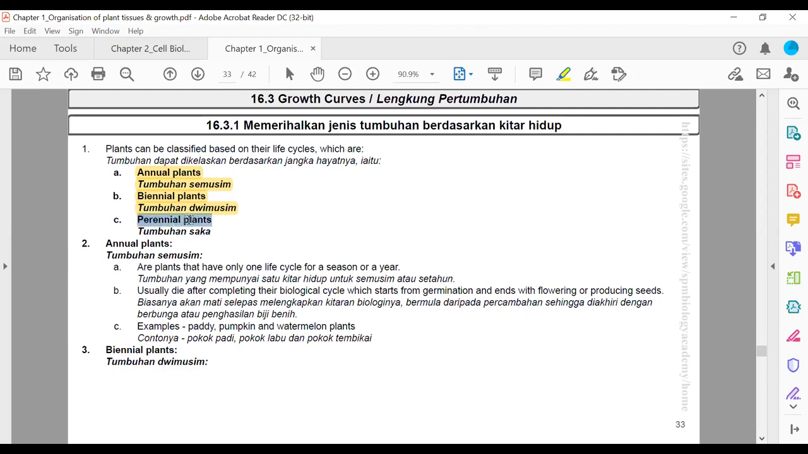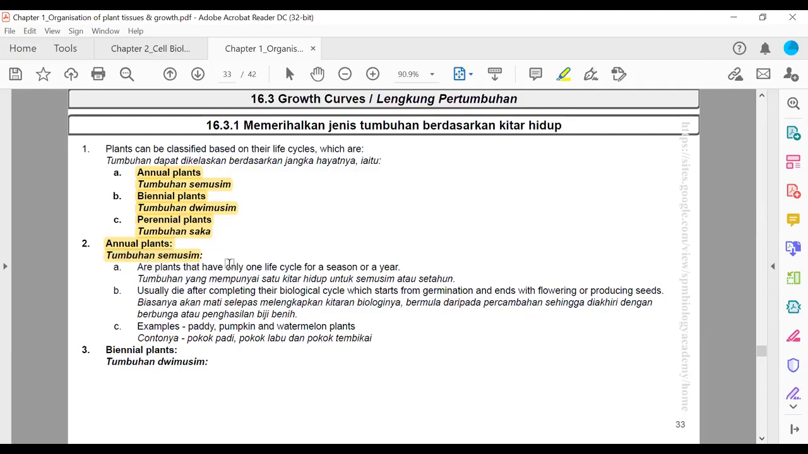And last we have something called perennial plants ataupun tumbuhan saka, which lives for many years. Okay, so three categories of plants: annual plants, biennial plants and perennial plants. Tumbuhan semusim, tumbuhan dwi musim dan tumbuhan saka. So let's learn each of them and how their growth curve looks like. Baik, kita mula dengan annual plants dulu. Tumbuhan semusim. Apa makna dia?